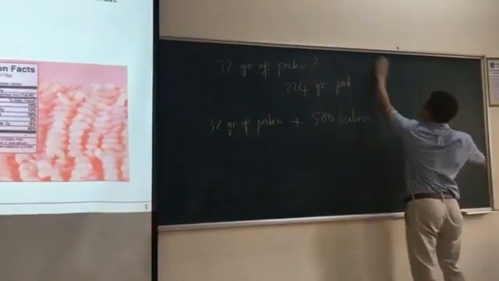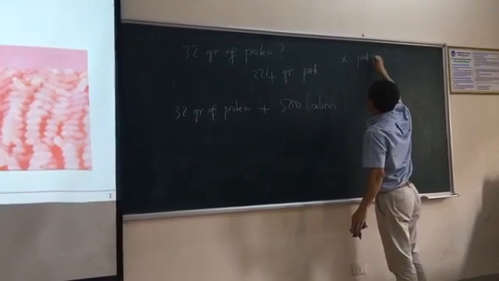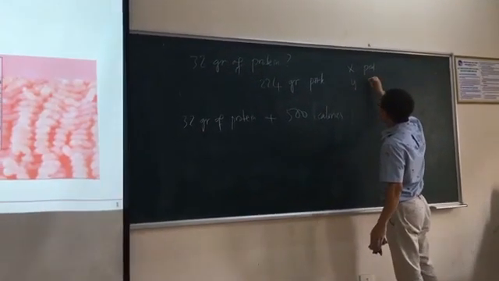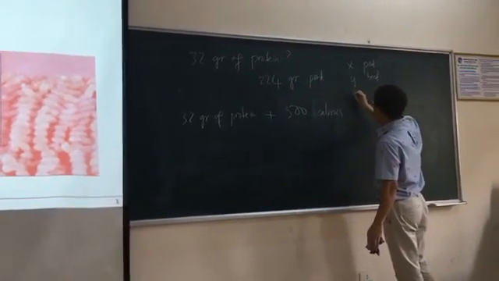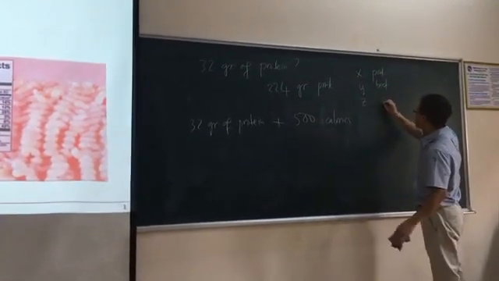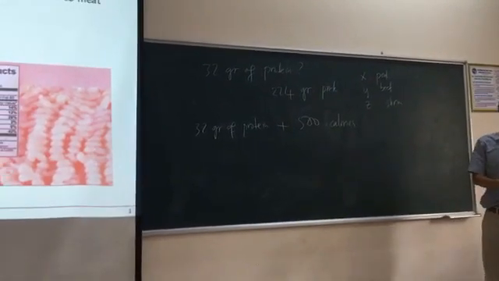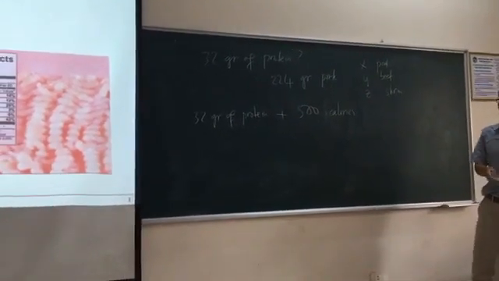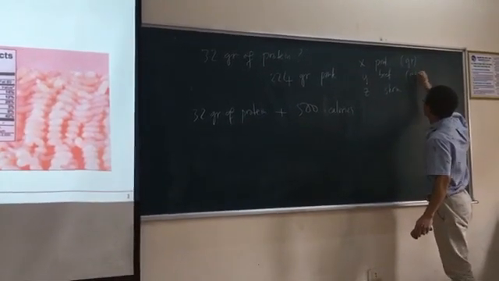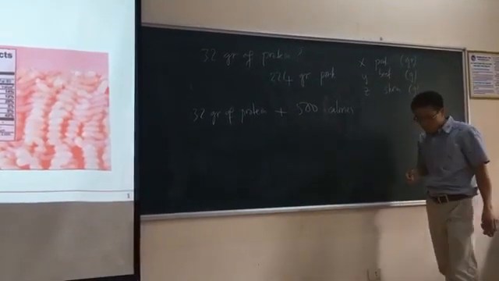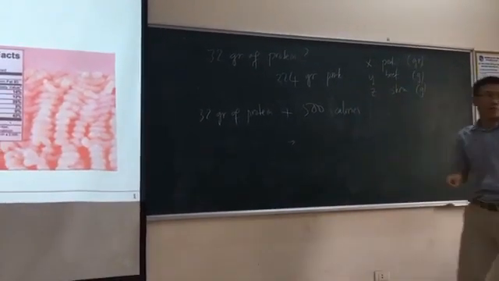So let me just call X the amount of pork, Y the amount of beef, and Z the amount of shrimp that is eaten, right? So let's say it is in grams. So we have two equations to solve, right?